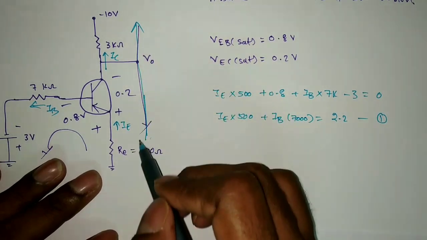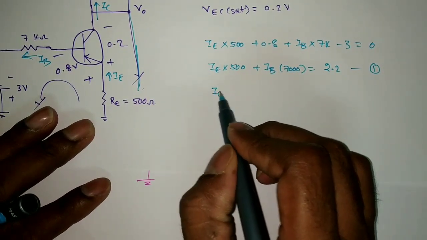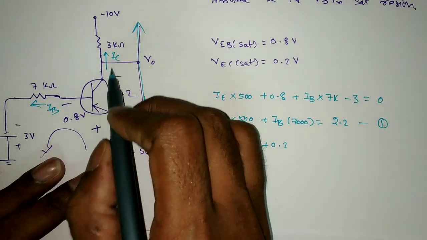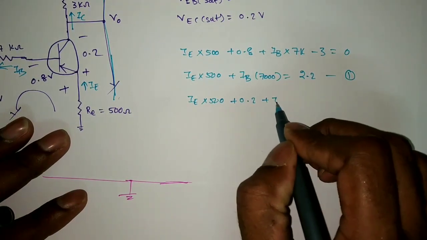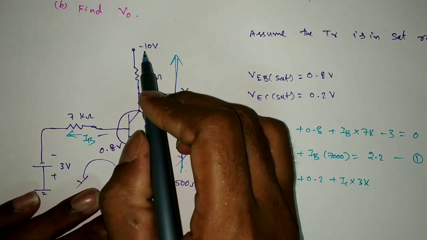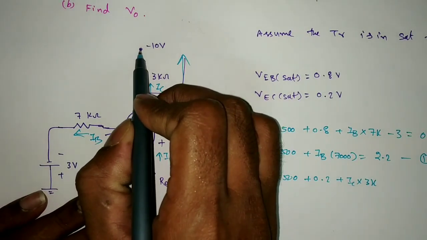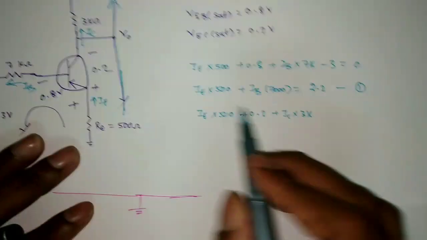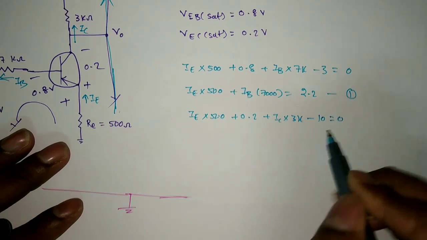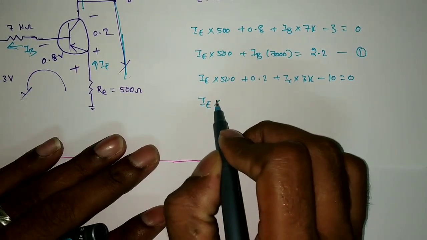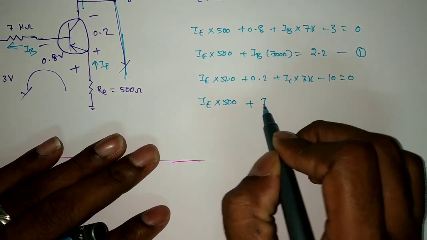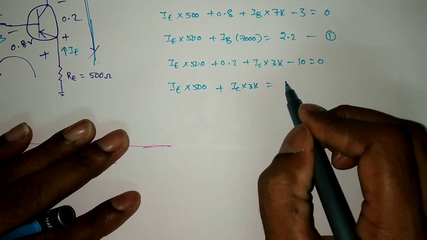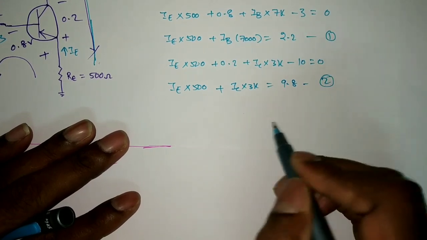Similarly, we can go like this. That is IE into 500 plus 0.2 here, then IC into 3 kilo. Here minus 10, so it should be written like this, minus and plus, and this is grounded. So minus 10 is equal to 0. So again, IE into 500 plus IC into 3 kilo is equal to 10 minus 0.2, 9.8, equation 2.